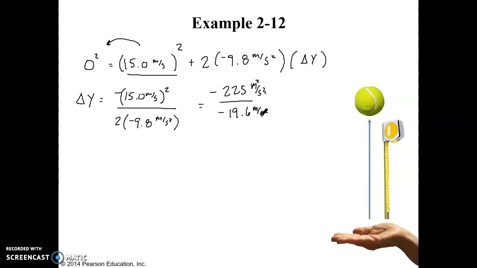So the seconds squared will cancel each other out, and when I've got meter squared divided by meter, that should leave me with just simply meters, which makes sense. That's what we're trying to find, is a height here. So delta y is equal to 11.5 meters. That's how high up in the air the ball will travel. So that answers the first part of this question, but it's a multi-part question.